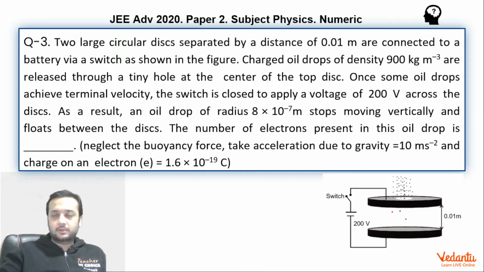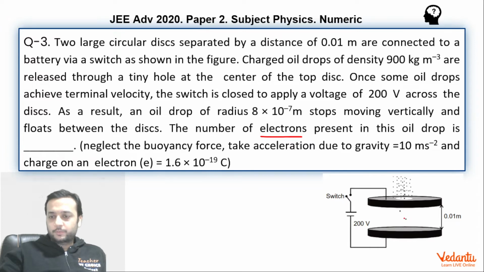Once the circuit is closed, the oil drop comes into equilibrium and it starts floating. That means we have to consider it at rest. So we have to find the number of electrons on the oil drop. It is given that the charge is negative, because electrons mean negative charge. So let us quickly analyze this question. But as I told you, this is a very simple question.